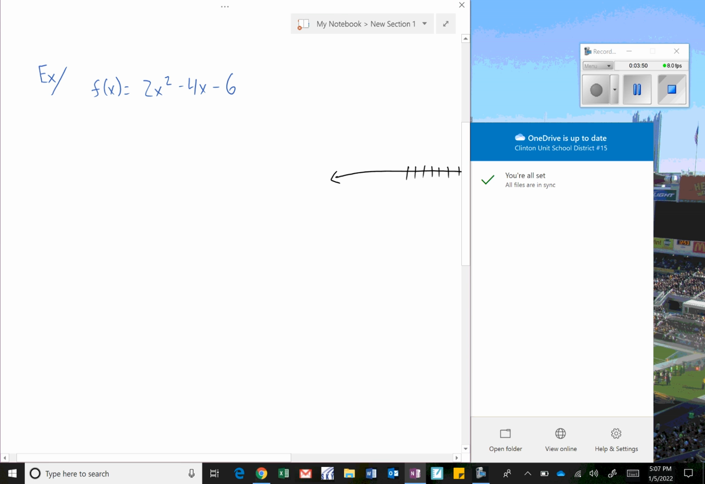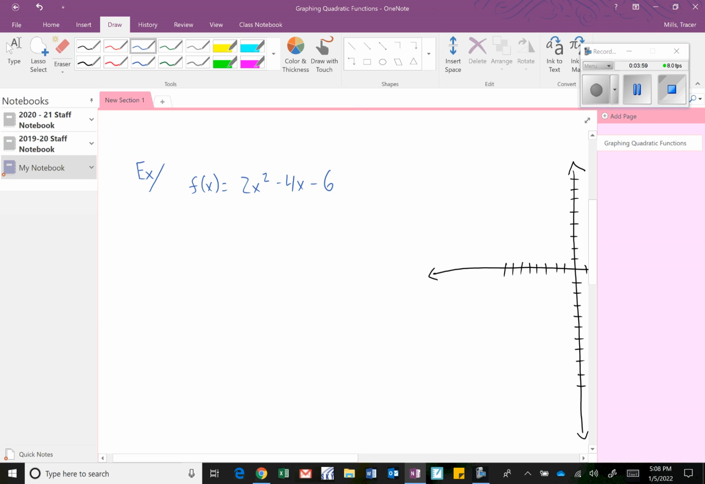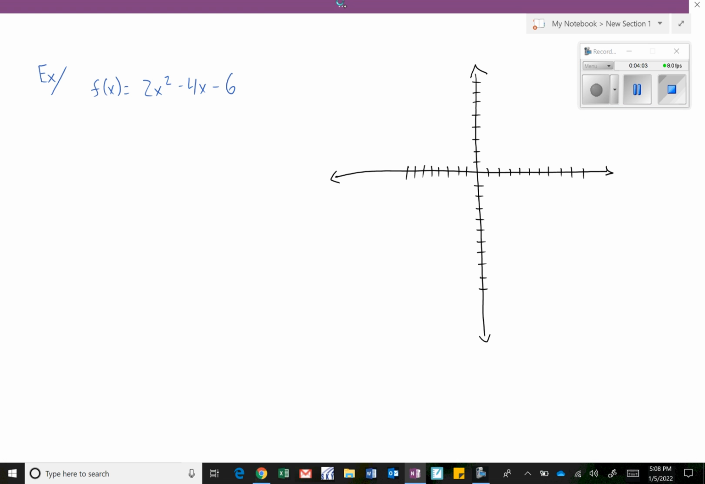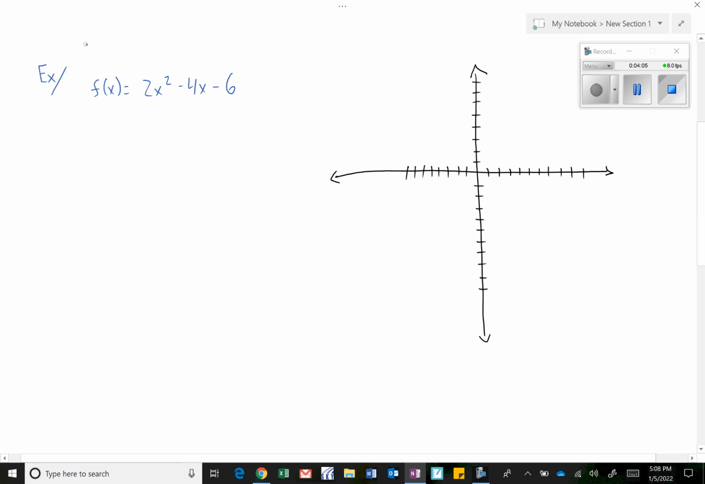I'll get a nice pretty color. That's not it. Well, apparently I'm all set. My files are synced. That's good. Not exactly sure what's happening. Sorry about that. Let's go ahead and make an xy table.